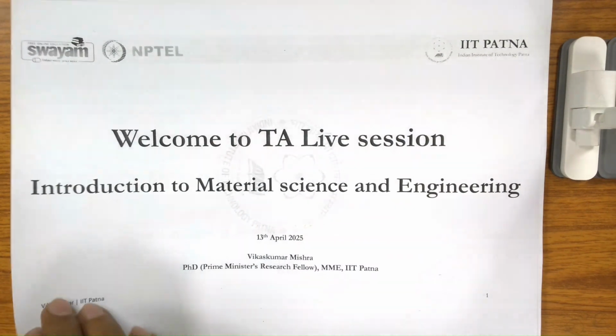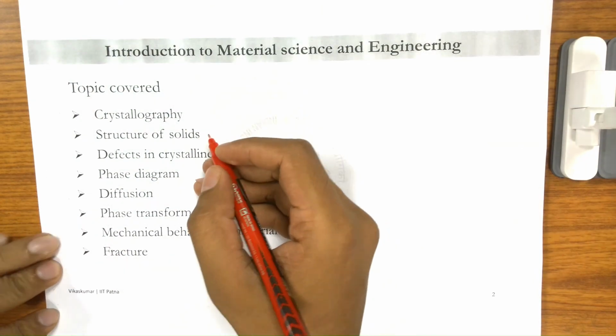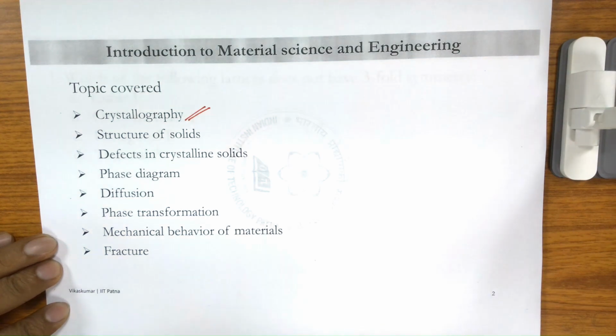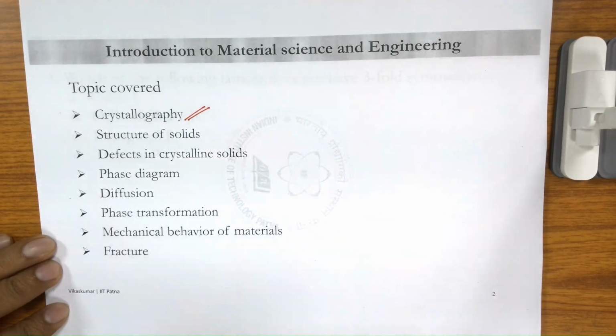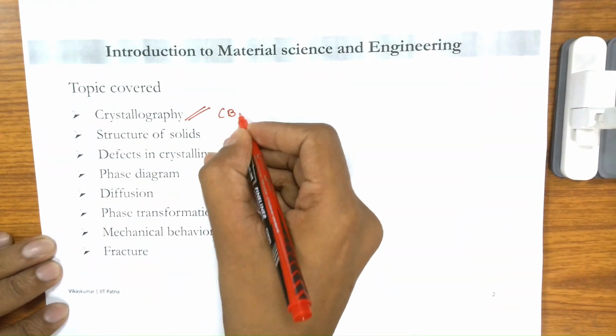Let's see the list of the content that has been covered in the entire course, and it is as follows. In week 1 we started with crystallography. We discussed the lattice, motif, point group, and space group, though in very little detail. So we discussed more or less the basics of crystallography.